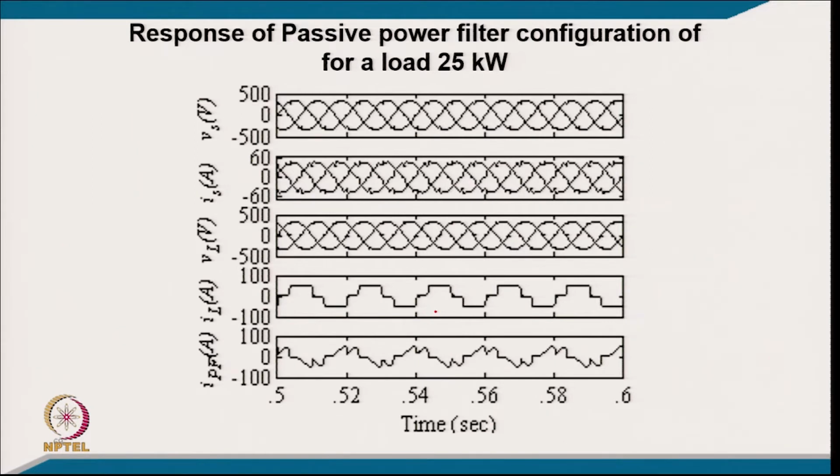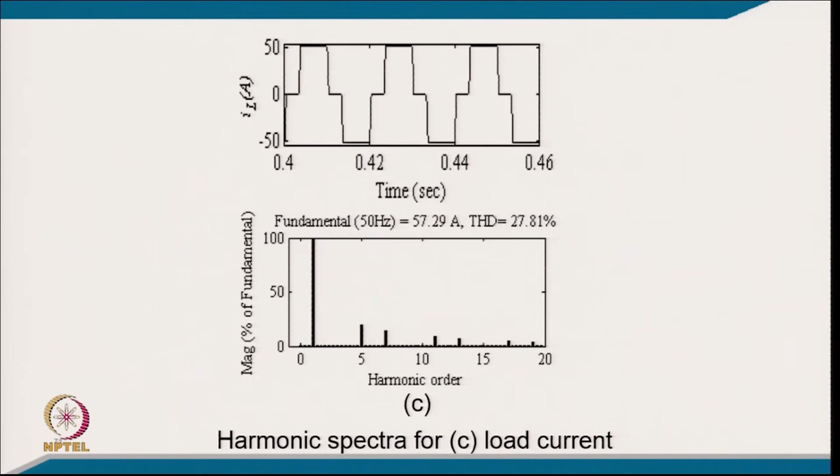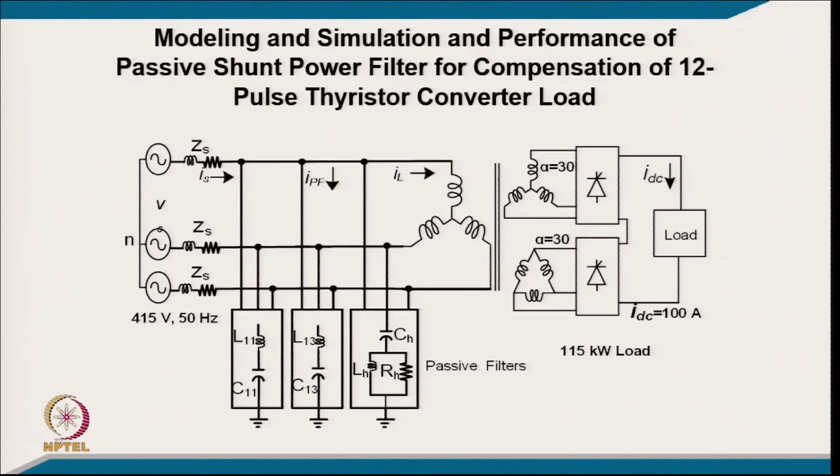That is the reason that when we design this passive filter for the 25 kVA thyristor converter load, you get the current very close to sinusoidal. You can clearly see that the THD of the voltage comes to 3.47 only, and the THD of the current is of course of the order of 8.55%, but in such a high rating even a slightly higher THD is permitted, depending on source impedance also. The load current THD is 27.81% or so.